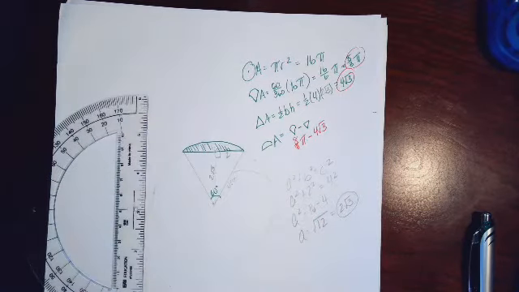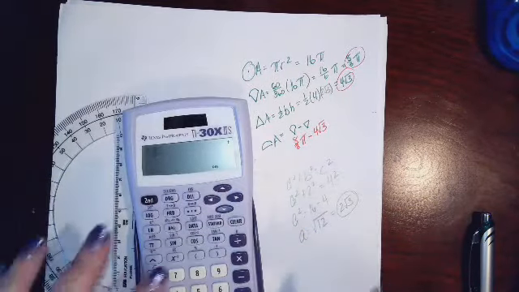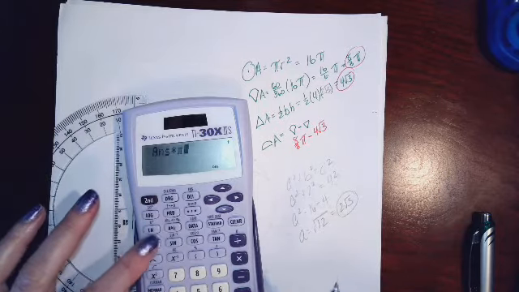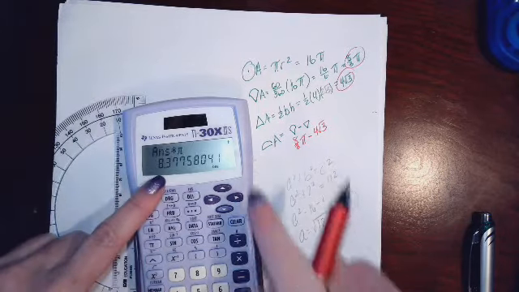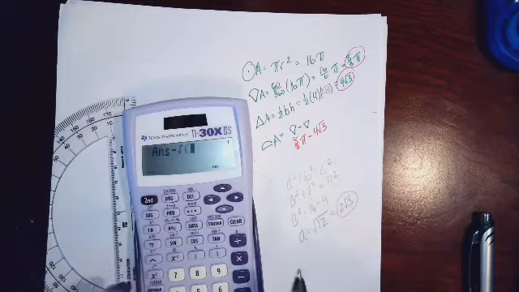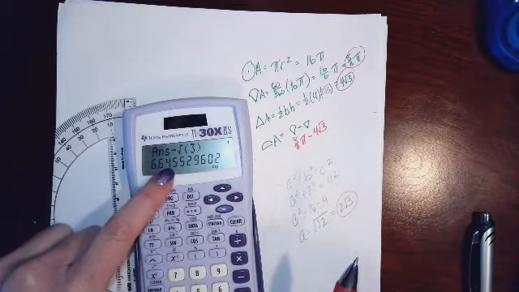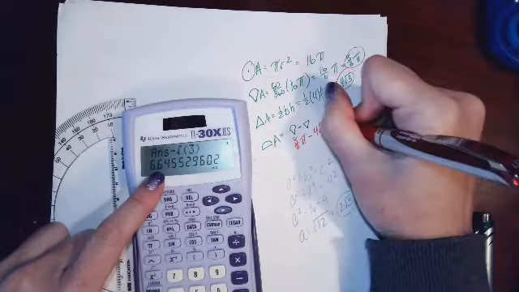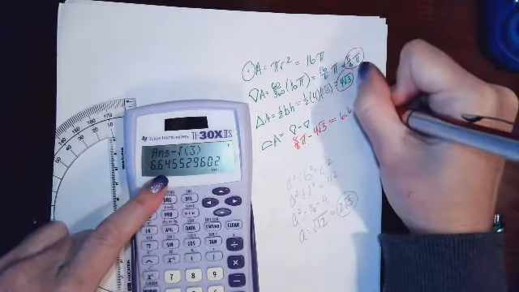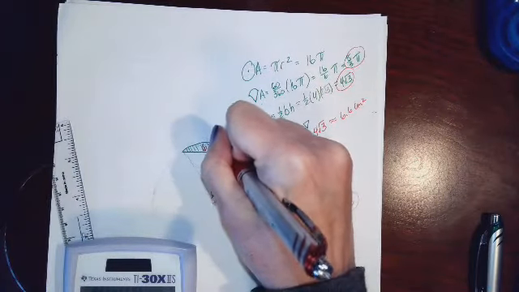So now's the time I'm going to go ahead and pull out my calculator and get some calculations done. 8/3, so 8 divided by 3 times pi minus 4 square roots of 3. I get 6.645, and then it keeps going. So the area of my segment is going to be about 6.6 centimeters squared. So that is this area right here.